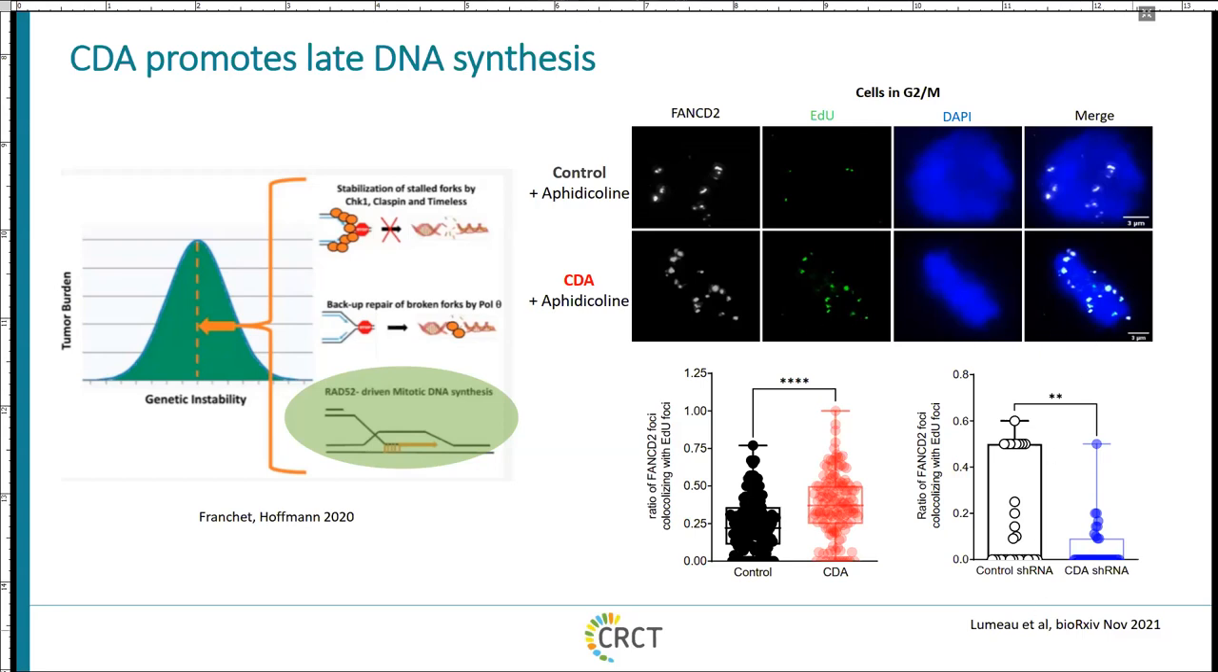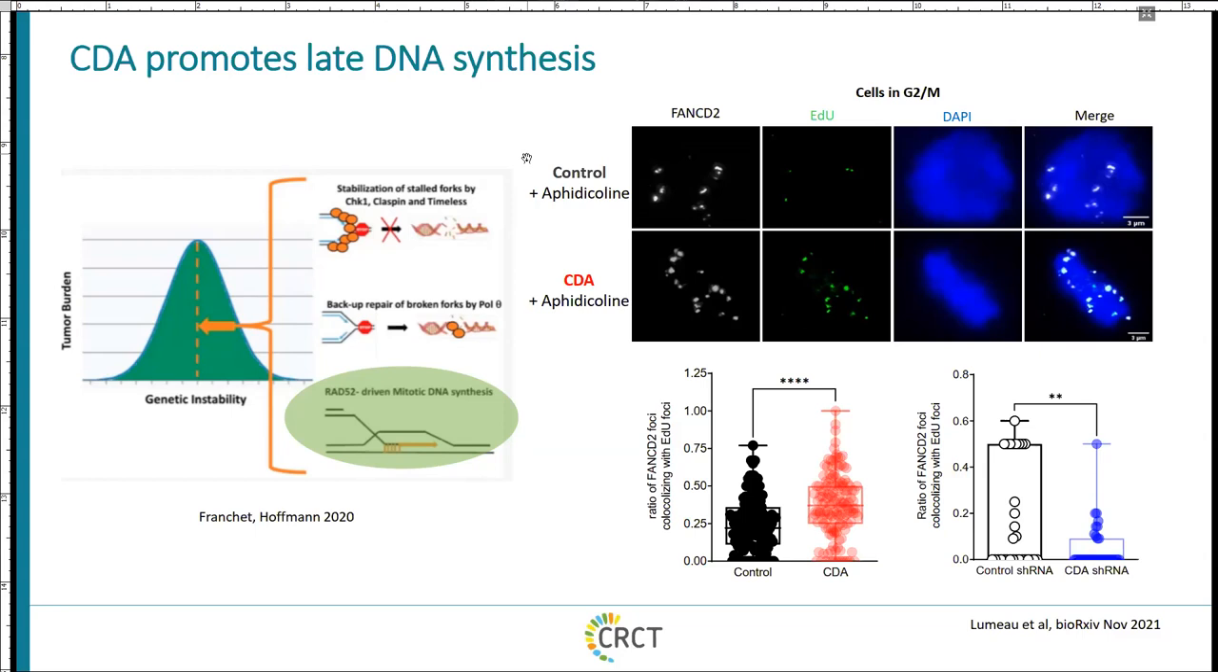And again, when you express CDA, you're increasing late DNA synthesis. And when you target CDA, you're decreasing late DNA synthesis. So probably CDA is acting at two steps during the cell cycle to decrease replication stress, at least endogenous replication stress: during S phase, as we've seen before, and now during mitosis, to try to replicate the DNA that has not been replicated yet.